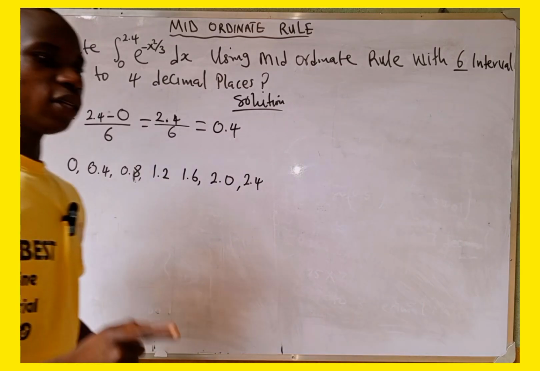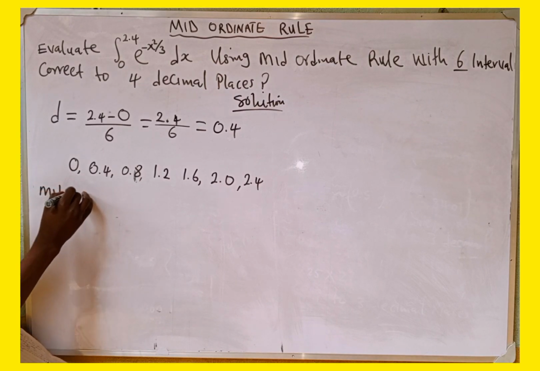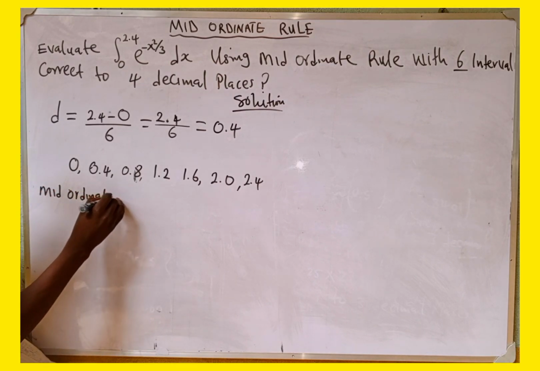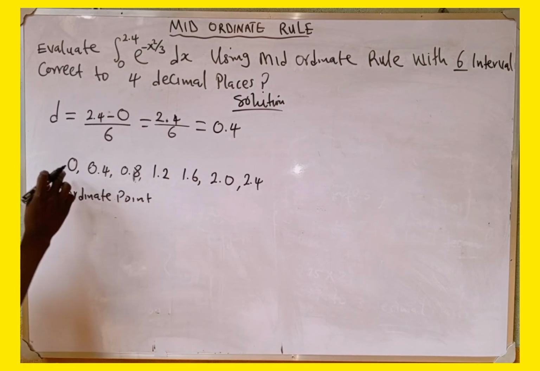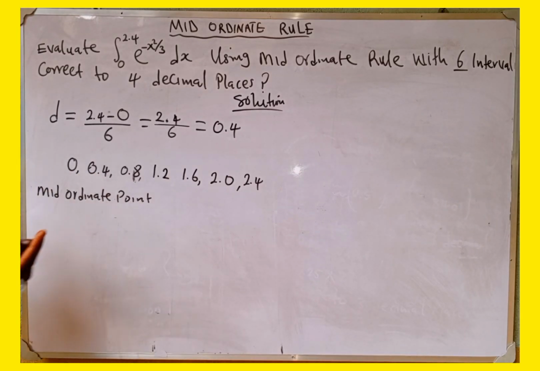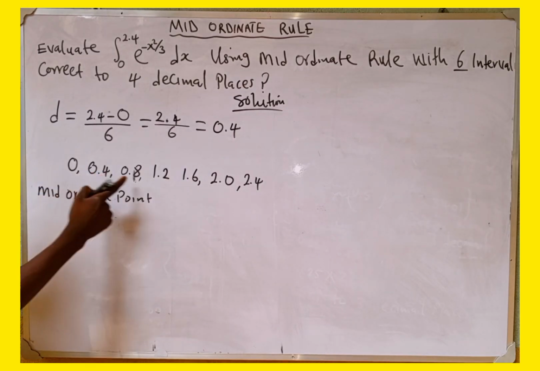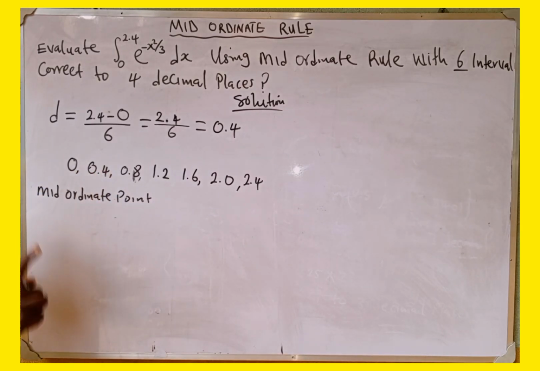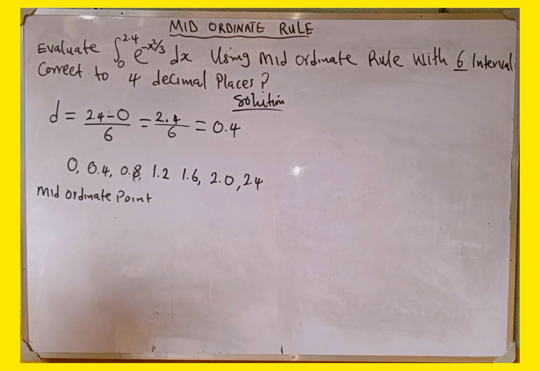The next thing is to get the mid-ordinates. To get the mid-ordinate points, we first add the first two, which are 0 and 0.4, and take the mean, adding the two and dividing by 2. Then you remove the 0, add the next two points, divide by 2, and continue to the last one. So the first one is 0 plus 0.4, then you divide it by 2.